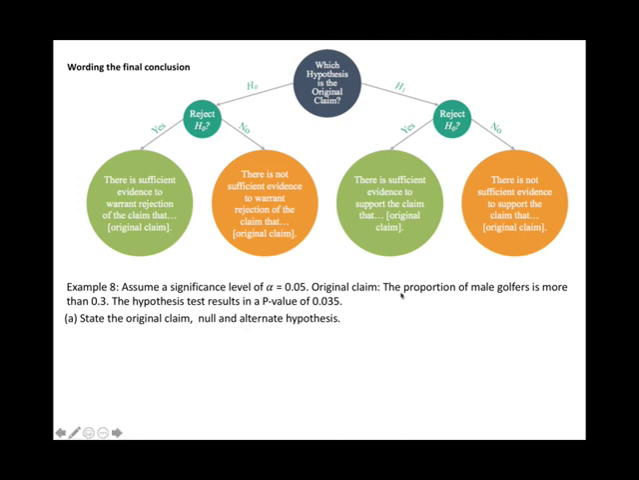Find out the claim statement. Proportion of male golfer is more than 0.3. Remember, decide which population parameter you're working on: proportion, mean, standard deviation, or variance. Obviously, they're saying proportion, right? Proportion, more than 0.3. So p strictly greater than 0.3.